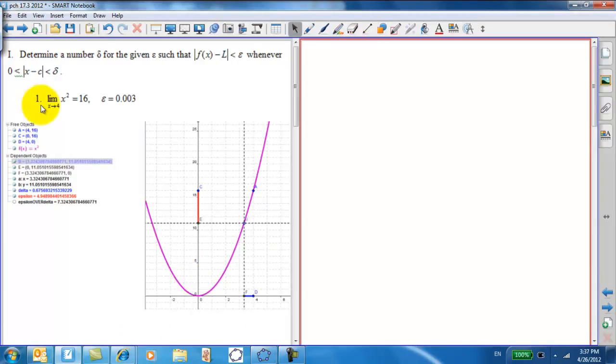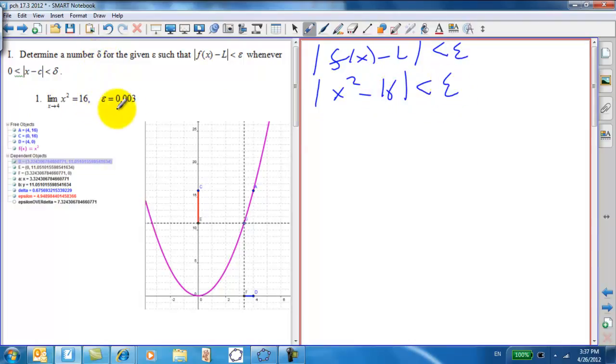So let's see how we're going to take this on. Let's start as usual with the absolute value of f of x minus L is less than epsilon. So f of x in this case is x squared. The limit we're approaching is 16. Now, you can put in the specific value of epsilon if you want, but I'm just going to keep it as epsilon like that.